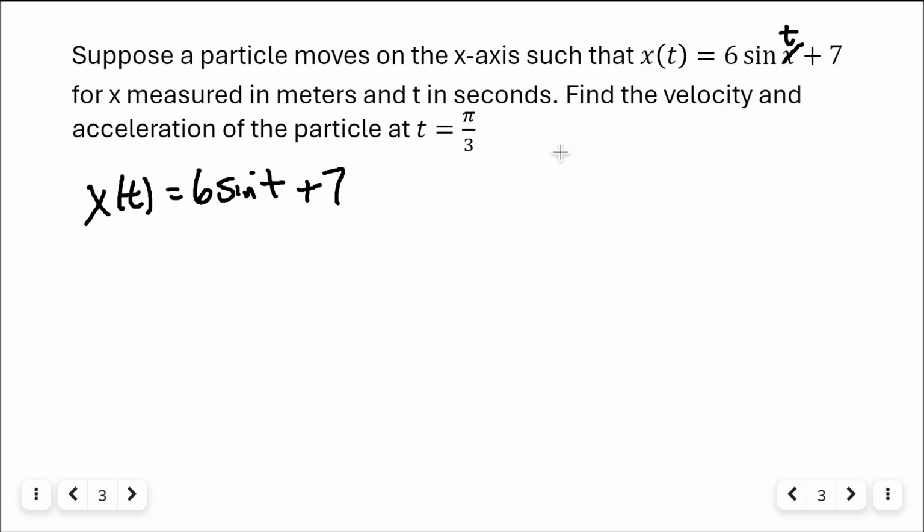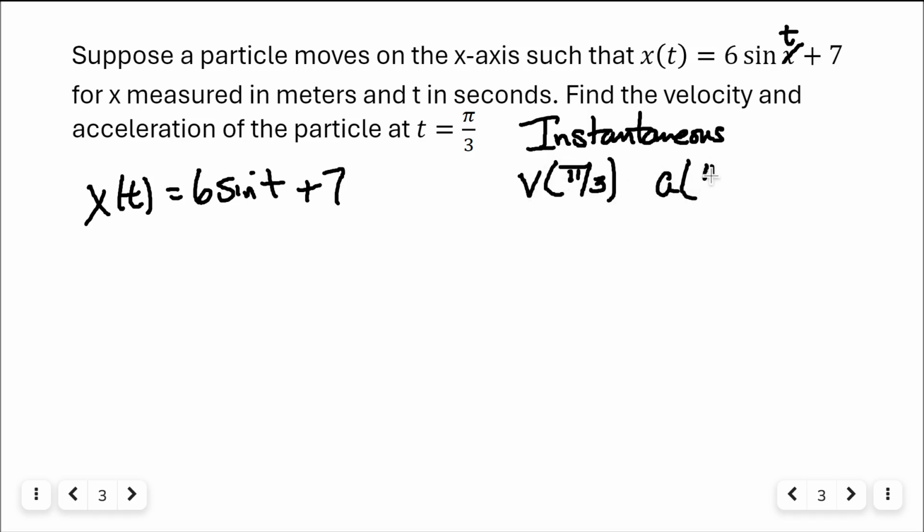So what I'm looking for is what we call the instantaneous velocity or instantaneous acceleration. The velocity or the acceleration at one moment, one instant in time. I want to find it at t equals pi over 3. So I'm looking for v of pi over 3, and then I'm also looking for a of pi over 3. Well, I can find those. I know the position function, so I'm going to have to derive the position function. If I do, it gives me the velocity function.